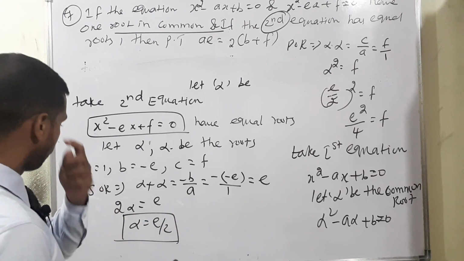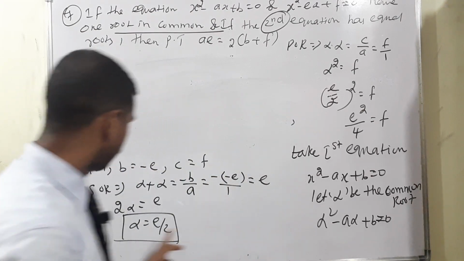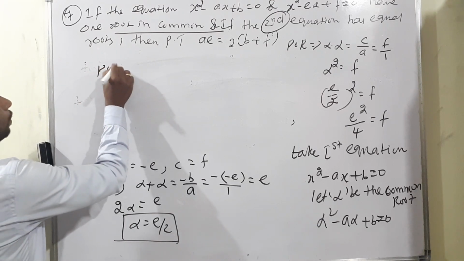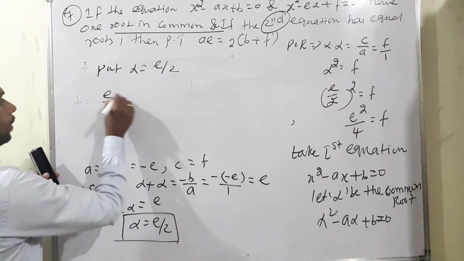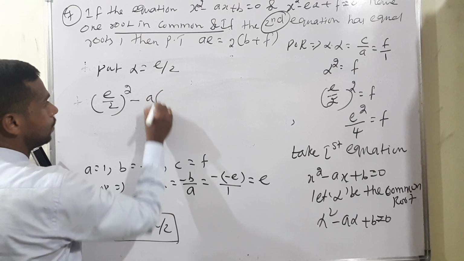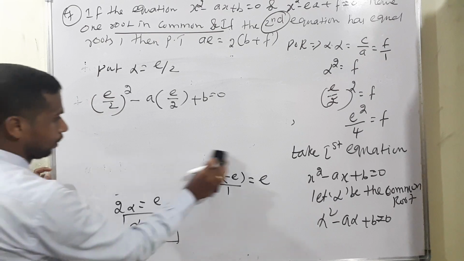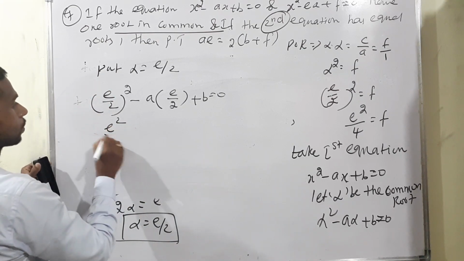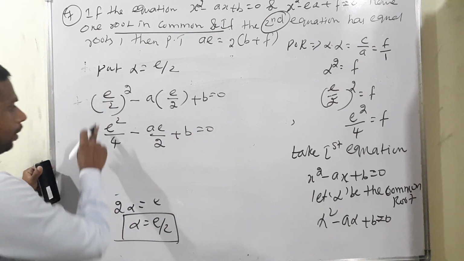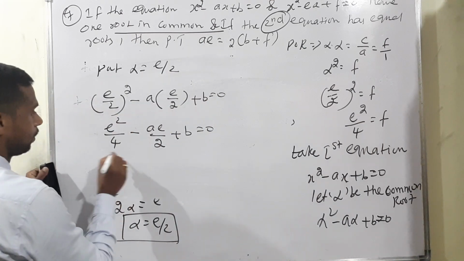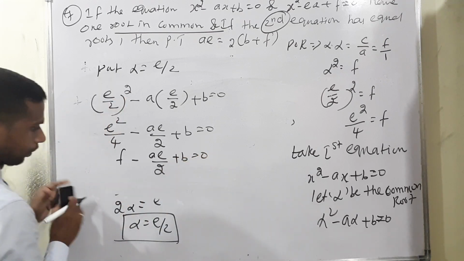Now what we have to do? Put alpha is equal to the value we found, e by 2. Therefore alpha square is there. So e by 2, the whole square, minus a into e by 2, plus b is equal to 0. Now e square by 4, that is f. So f minus ae by 2 plus b is equal to 0.